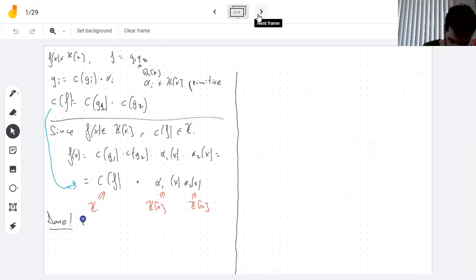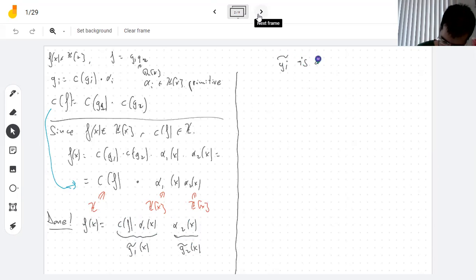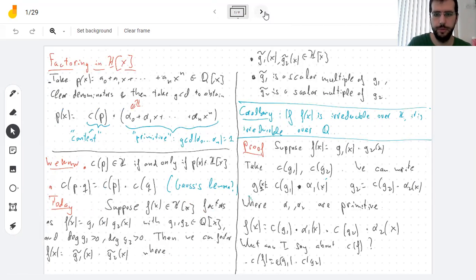So you know, you could call this G1 tilde if you wanted to, and this G2 tilde. Then we have that Gi. So when I write i, I mean i is 1 or 2, by the way. So the way we've made it, each of these factors is a multiple of the original polynomial, because here you have some rational number. And F is a product of both of them. And that's everything we wanted to prove, isn't it?